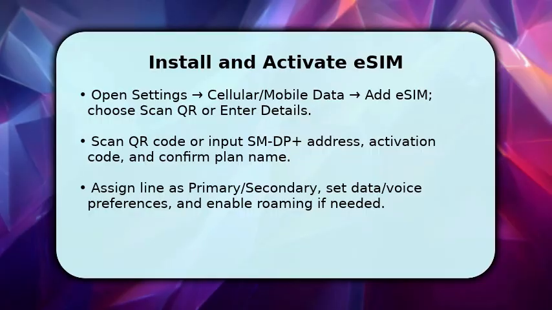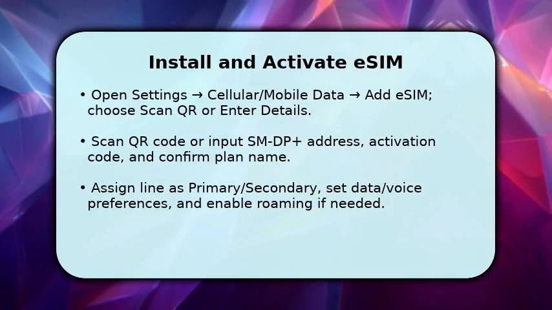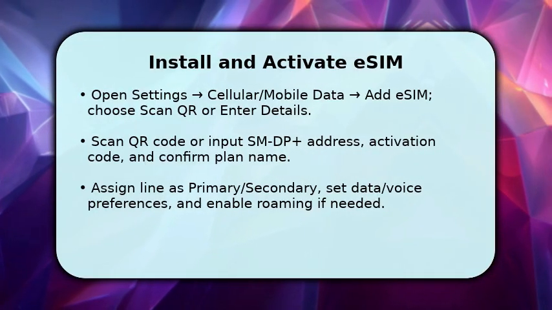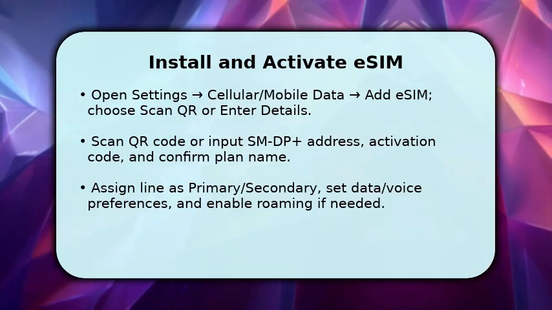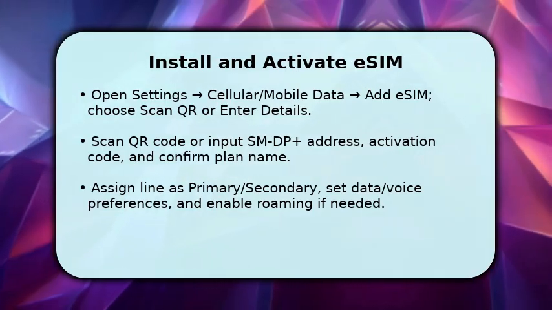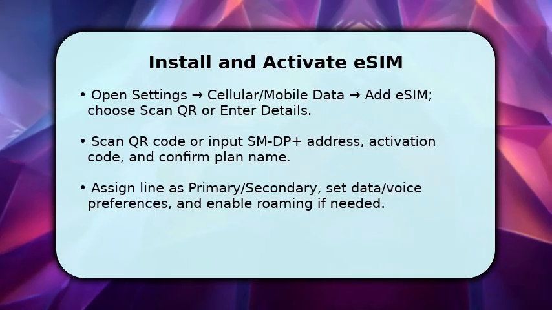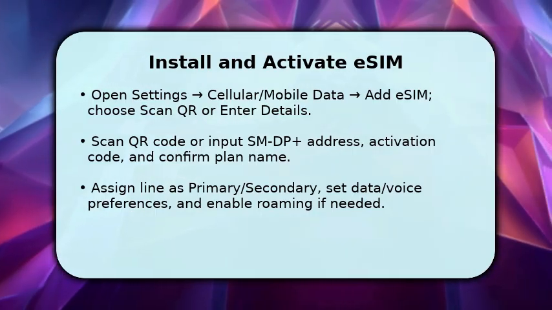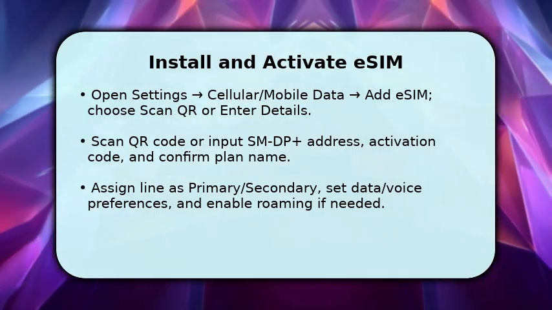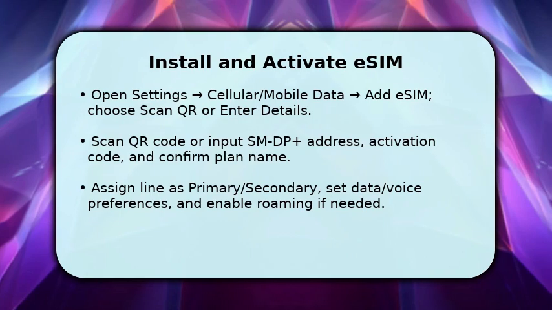Once the profile downloads, tap Activate and assign the line as primary or secondary depending on use. Make sure to set data and voice preferences so apps use the correct line. If you rely on travel, enable data roaming now. Wait while the carrier finalizes activation and your signal appears.